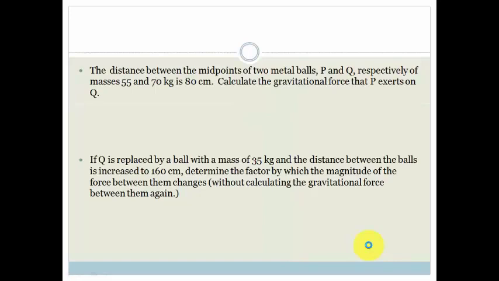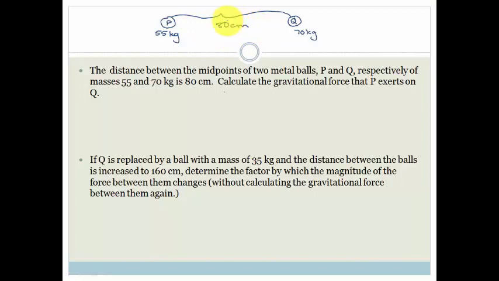It says the distance between the midpoints of two metal balls, P and Q respectively, of masses 55 and 70 kgs is 80 centimeters apart. Calculate the gravitational force that P exerts on Q. Okay, so let's just get an idea of what we're doing, and we're going to draw this. So we've got a little ball here, P, and a little ball here, Q. This has got a mass of 55 kgs, and this has got a mass of 70 kgs, and the distance between their centers is 80 centimeters.